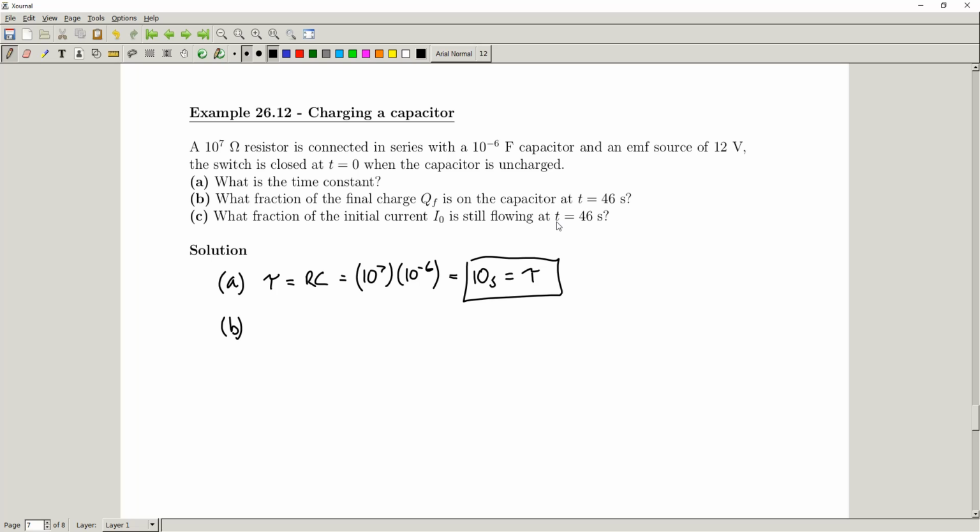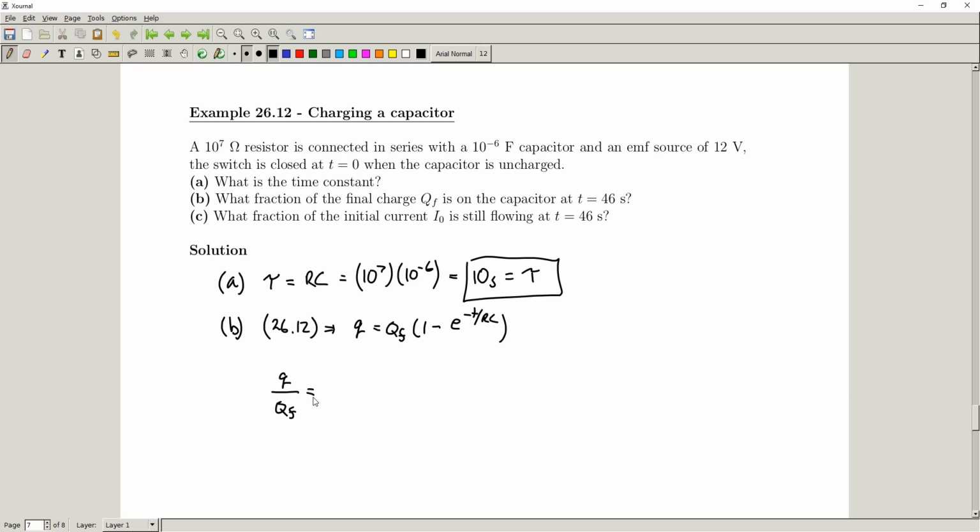Okay, so for part B, we're going to use equation 26.12. I won't scroll up to it, but it's basically our expression for the charge as a function of time on the capacitor plate as it's charging. And so we have this expression from above. What are we really interested in? We're interested in the fraction of the final charge at the time t equals 46 seconds. So we're really interested in small q over QF.